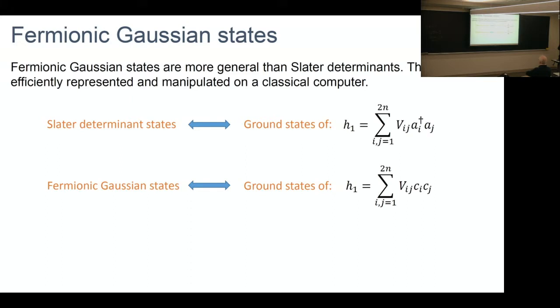I already mentioned that if you have a quadratic Hamiltonian in creation and annihilation operators, it looks like this, where you always have an annihilation operator matched with its dagger. So this conserves particle number, because you destroy a particle and you create a particle. And then the ground state is always a Slater determinant. Fermionic Gaussian states do not conserve particle number. They don't have a fixed particle number. But they describe more general ground states of Hamiltonians which are quadratic in the Majorana operators. So this includes that as a special case.